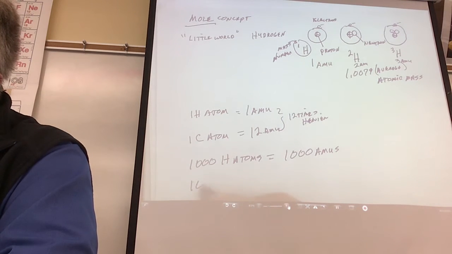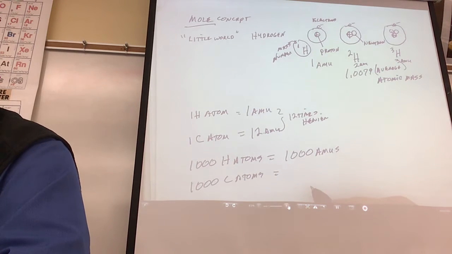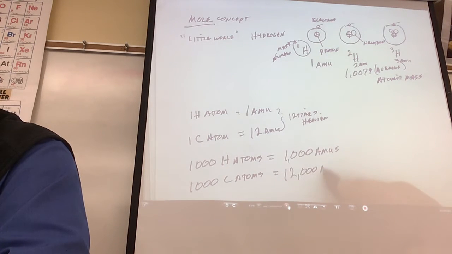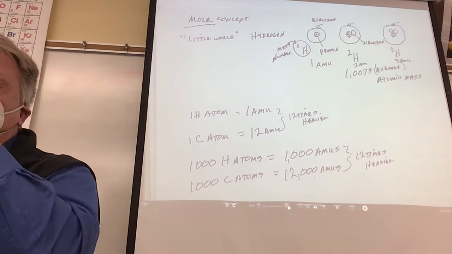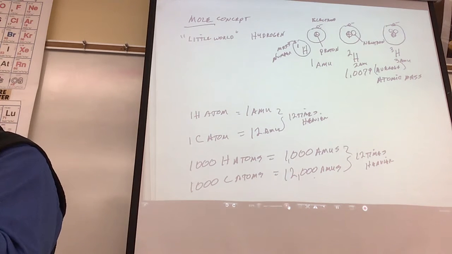And then I went and found 1,000 carbon atoms. How much did that weigh? Everybody. 12,000 AMUs. And you know what I found out though? If I had 1,000 of each, this still weighs how much? It's still 12 times heavier. Huh, that's interesting. It doesn't matter. If I have the same number of hydrogen atoms and the same number of carbon atoms, the carbon atoms will always weigh 12 times more than the hydrogen atoms.